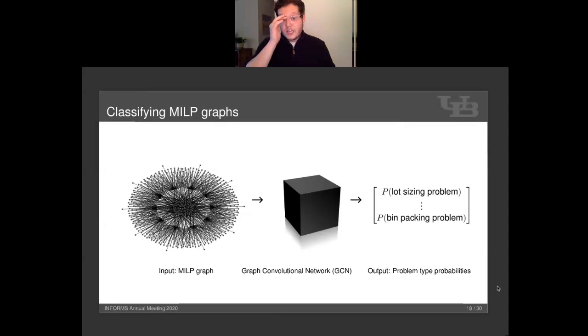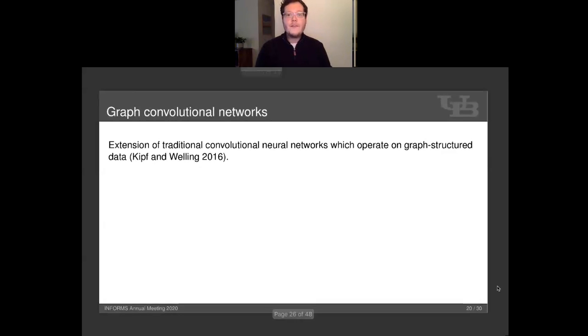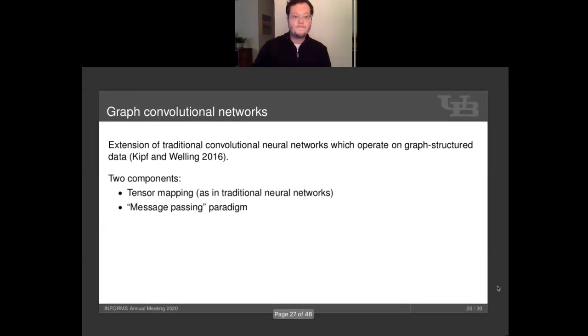And we do this using a graph convolutional neural network, or GCN, which is pictured here as a black box. Unfortunately, we don't have a lot of time to open the black box in this presentation, but as a high-level overview, graph convolutional neural networks were introduced in 2016 by Kipf and Welling. They extend traditional convolutional neural networks by operating on graph-structured input data.